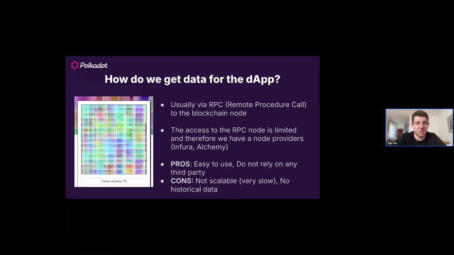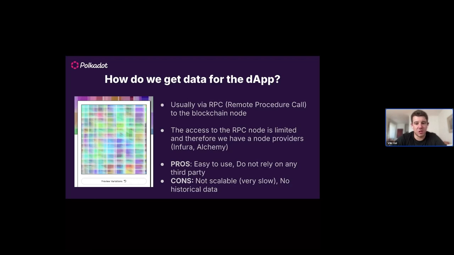The pros: it's very easy to use. You just install a library, either Ethers or Viem or something similar, or Polkadot.js, and you can fetch data. And you don't need to rely on any third party. So if there is any outage, you can just switch to another RPC provider and your app works. The cons: it's not very scalable. If you have more than 3 users, or more than 3 of your friends, it becomes very slow. Plus you can be rate limited on these RPC nodes.